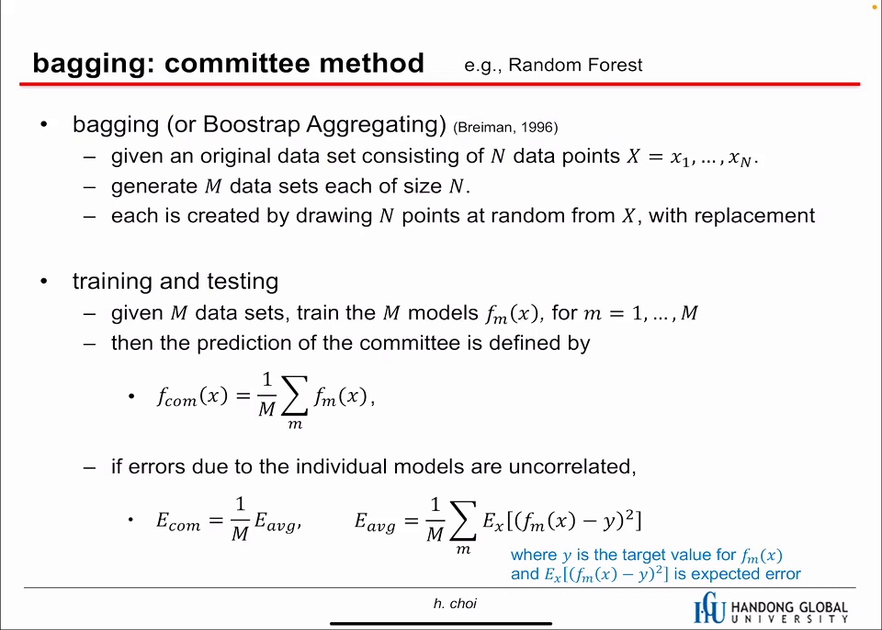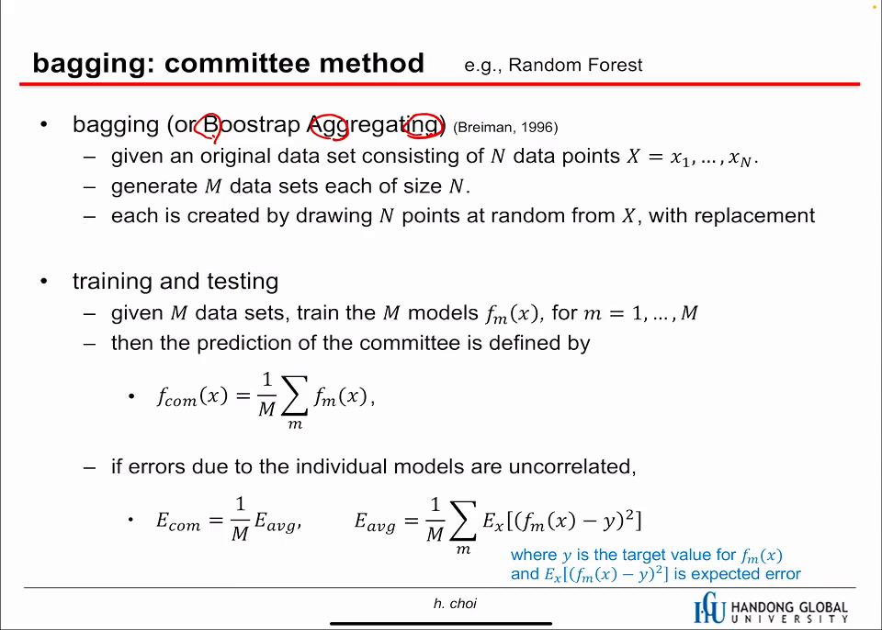Okay, bagging is the first procedure to make ensemble learning. So random forest is a good example of bagging. And bagging stands for bootstrap aggregating. So bagging is quite a simple ensemble learning procedure.